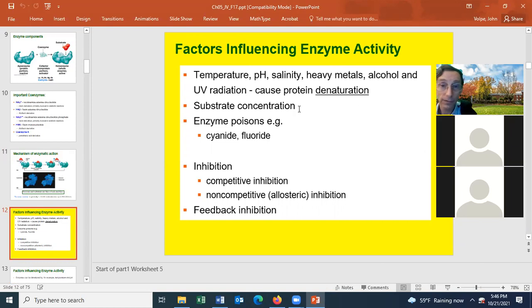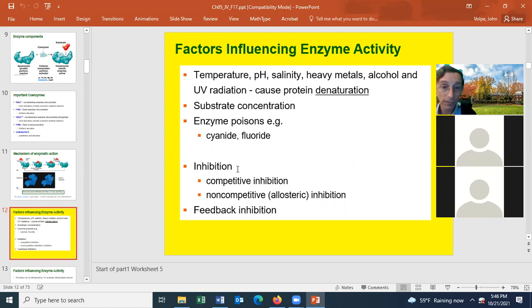The substrate concentration can also influence how much activity the enzyme has. Generally, as you increase the amount of substrate, the enzyme will have more activity, but that only happens up to a point. We'll talk a little more about that. There are poisons which can affect the enzyme activity, and you can see cyanide or fluoride can stop the enzyme from acting. And some of these poisons totally denature the enzyme, and then the enzyme can't act.